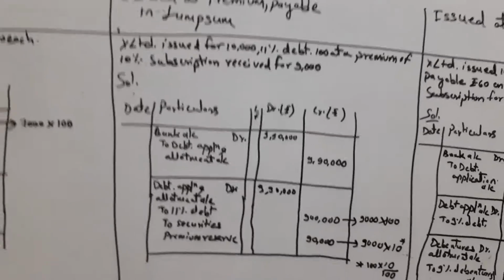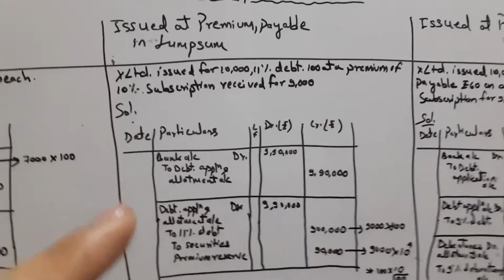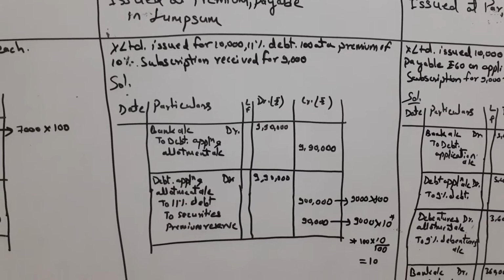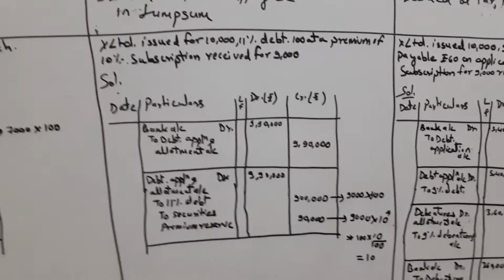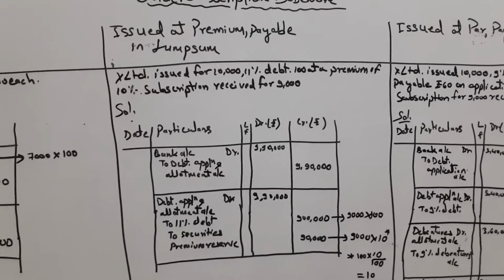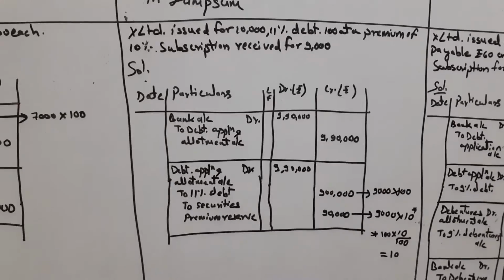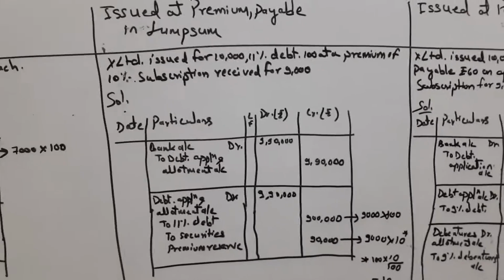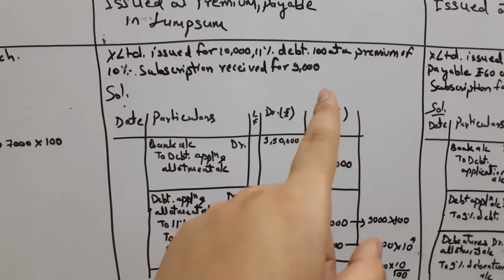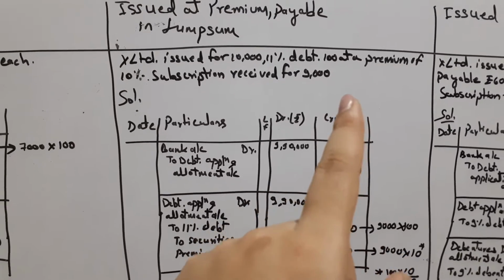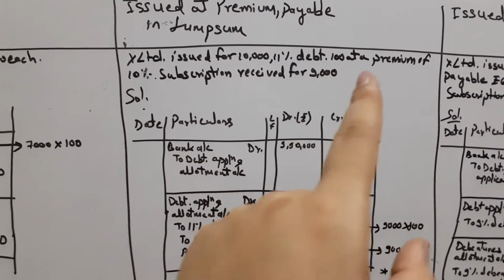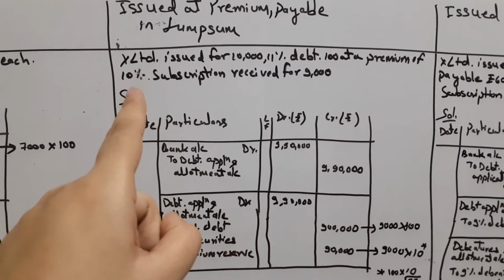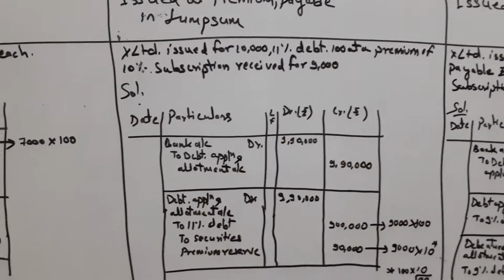Look into the second case, where issued at premium, payable in lump sum. Company has issued 10,000 debentures of 100 rupees at a premium of 10%. Subscription received for 9,000. When premium is there, your issue price is greater than the face value. So here the face value is 100 rupees, whereas the premium is 10%. Always remember, this premium has to be calculated on face value.